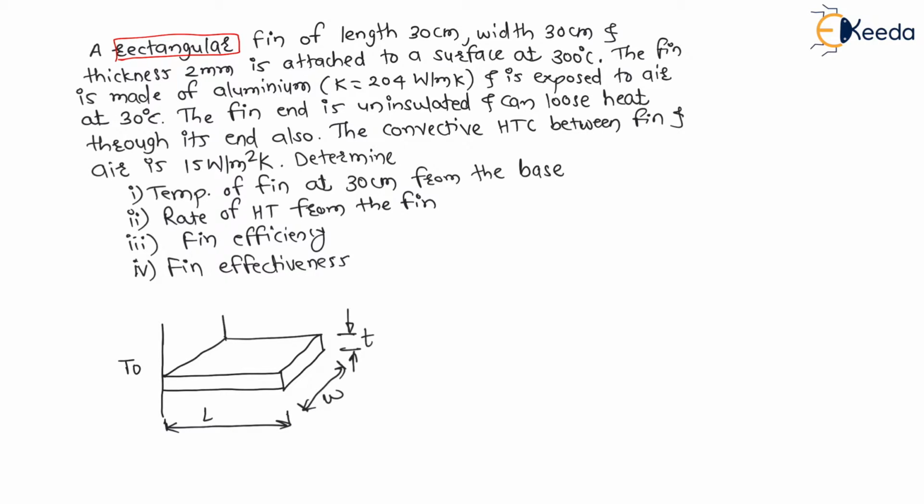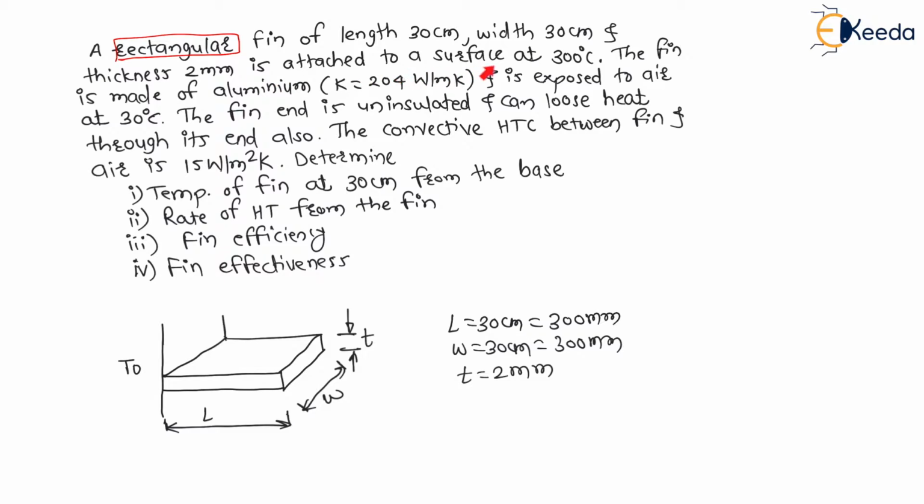So let us understand the question. A rectangular fin of length 30 centimeter. Here length is given 30 centimeter. So let us write down the given data. Length is 30 centimeter, which is nothing but 300 mm. Then width is also 30 centimeter, therefore W is equal to 30 centimeter, again equal to 300 mm. Then thickness is 2 mm, right?